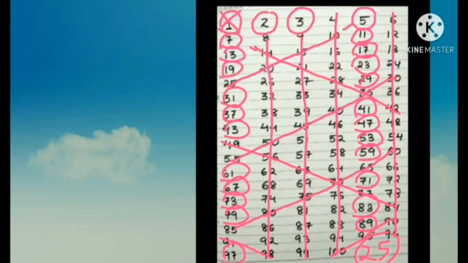So students, you just practice this at your home and you will find it a very easy way to find the prime numbers between 1 and 100. So follow these easy rules.